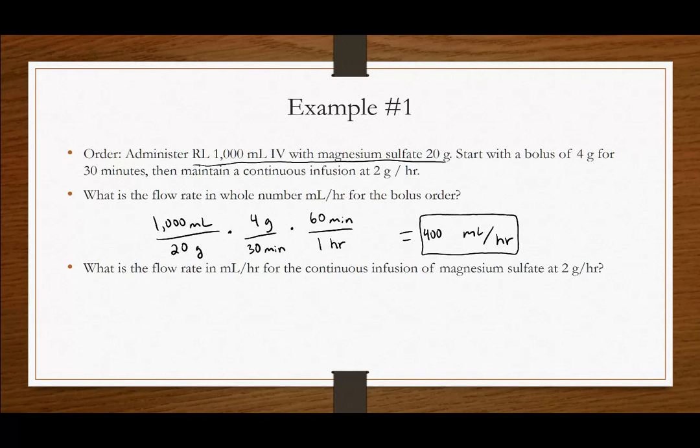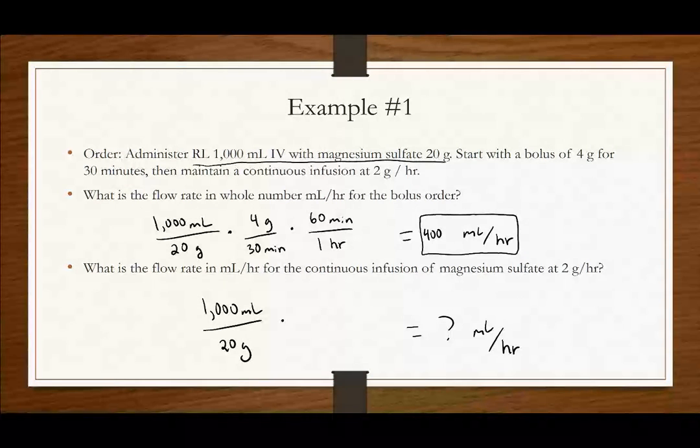In part 2, we're asked the flow rate of the continuous infusion at the rate 2 grams per hour. And again, we'd like the units to be milliliters per hour. The calculation in this case is fairly simple. Again, we have the same solution, so 1,000 milliliters solution with 20 grams of magnesium sulfate. The rate is given to us here now as 2 grams per hour. Again, canceling out our units, we'll see that we should end up with milliliters per hour. And in this case, the calculation should give us a rate of 100 milliliters for every hour.